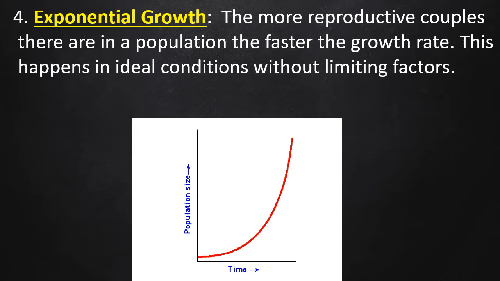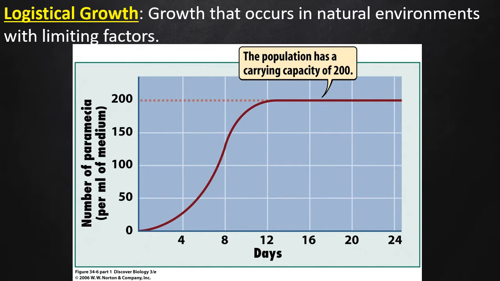Exponential growth: the more reproductive couples there are in a population, the faster the growth rate. This happens in ideal conditions without limiting factors. This J-curve of exponential growth is how populations naturally grow in environments until they start getting close to carrying capacity, which is called logistic growth. This is the growth that occurs in natural environments with limiting factors. Notice, this looks more like an S-curve.